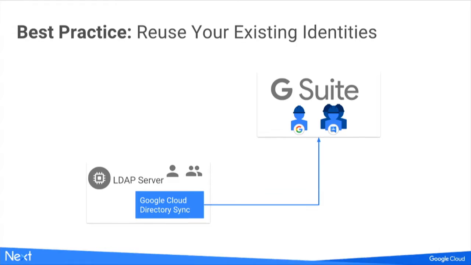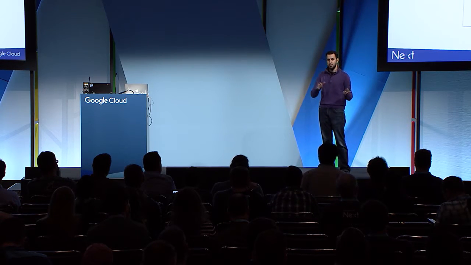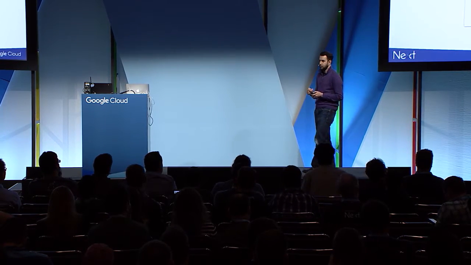The first best practice is to reuse your existing identities. How many of you have an on-premises LDAP server right now? Okay, that's about 3/4 of you. If you have an on-premises LDAP server, like Active Directory, you can install the Google Cloud Directory Sync tool, a free download, to sync one-way users and groups from your LDAP server into G Suite. So you can continue managing users and groups the way you always have been, and now be able to grant them permission to cloud resources.